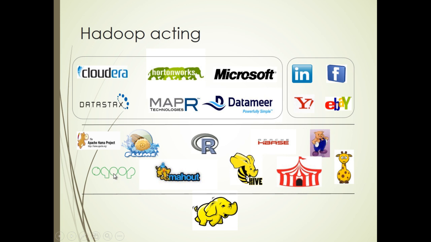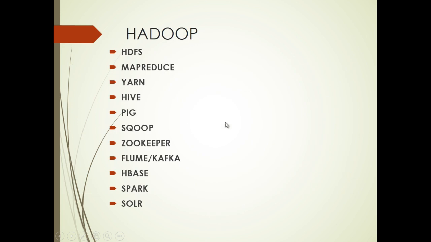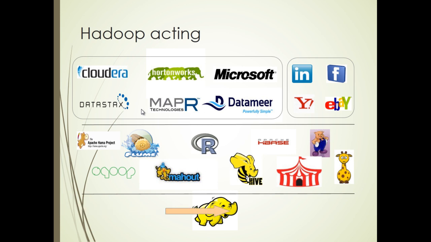Sqoop, I said. Okay. And what are the famous companies using Hadoop? LinkedIn, Facebook, Yahoo, eBay. Did you know Hive came from Facebook, and Pig came from Yahoo? They implemented them internally, and then they contributed them and made them open source.